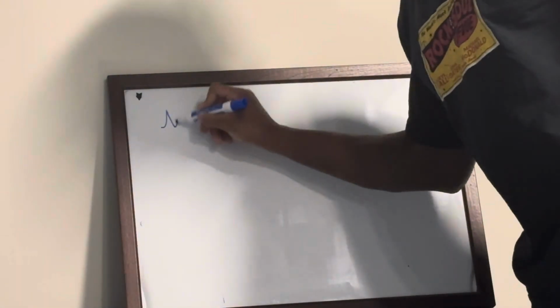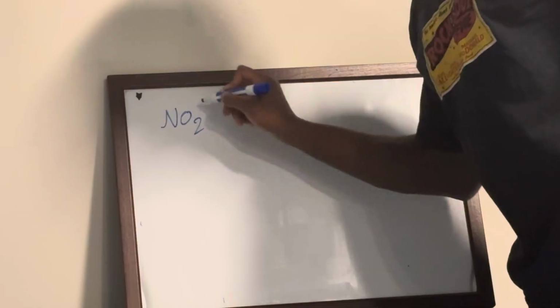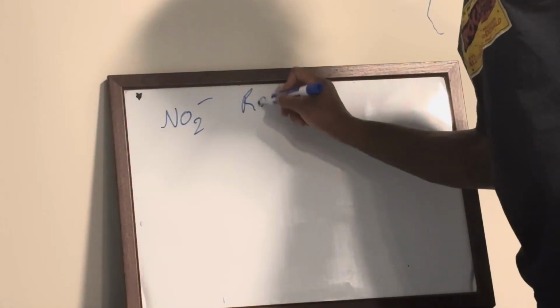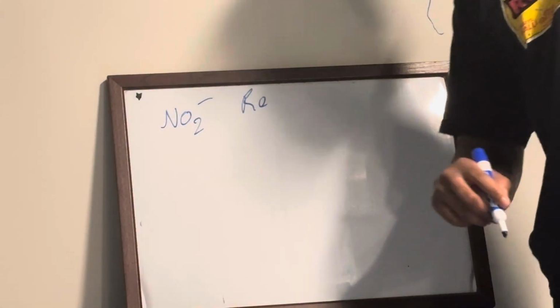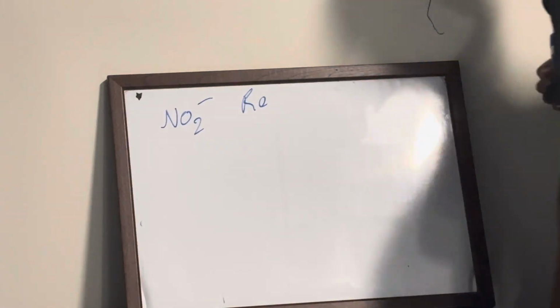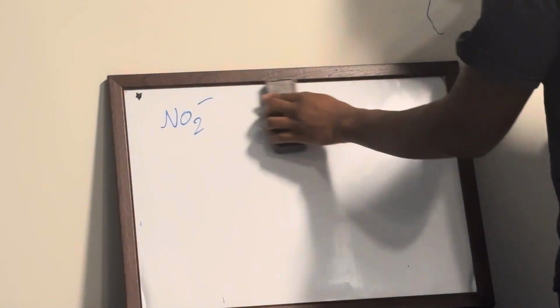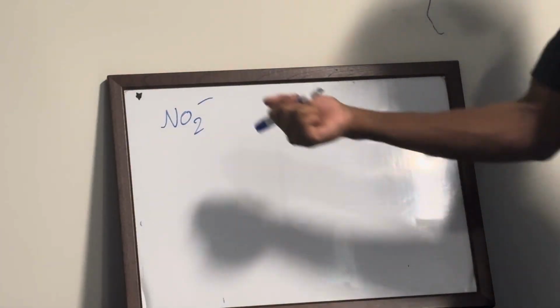Okay. Nitrate. Okay. Minus NO2 minus. Okay. We're going to talk about something called resonance bond. I don't know how to spell resonance, but you do. I'm not the best speller. But resonance, we're gonna go over it. But first things first, we're gonna solve this like any other one.